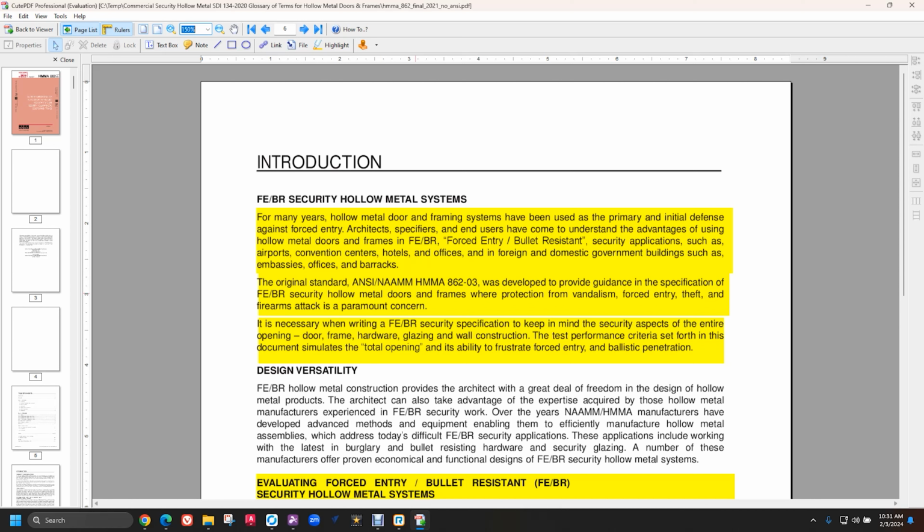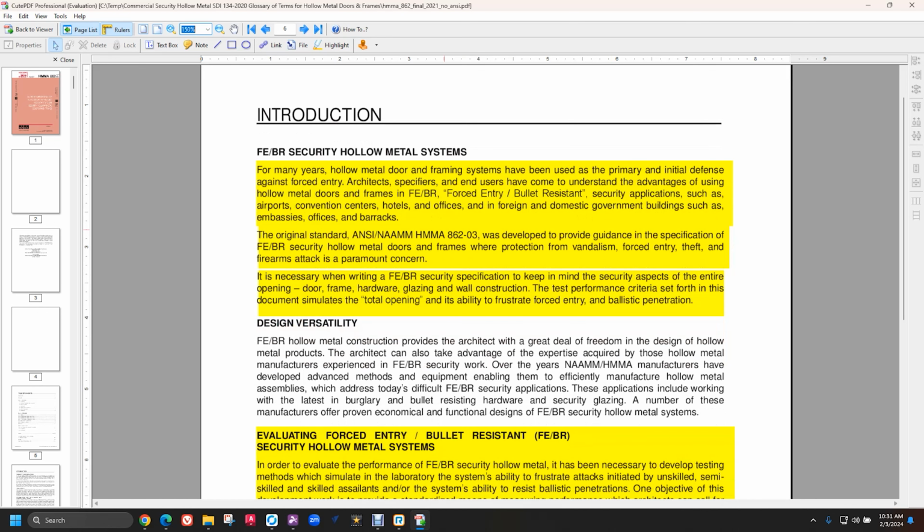The original standard, the 862-03, was developed to provide guidance in the specification of FEBR security hollow metal doors and frames, where protection against vandalism, forced entry, theft, and firearms attack is a paramount concern. It is necessary when writing an FEBR security specification to keep in mind the security aspects of the entire opening: door, frame, hardware, glazing, and wall construction, meaning you have to think of it as an assembly.